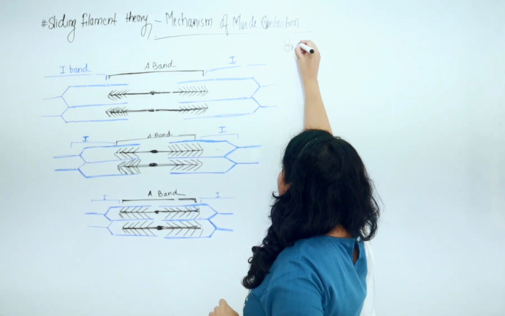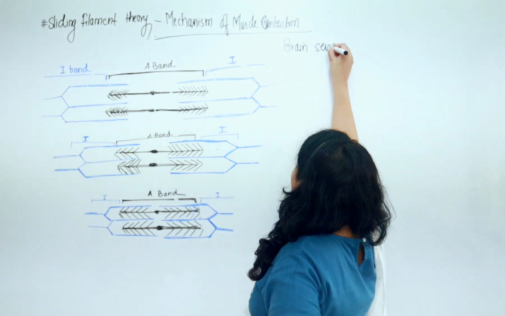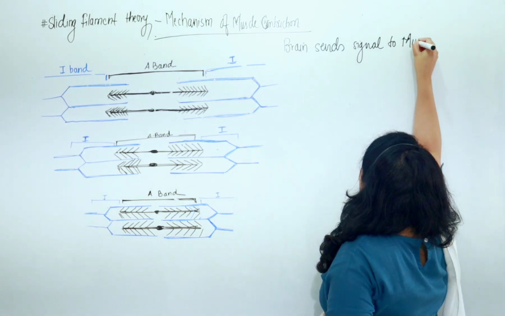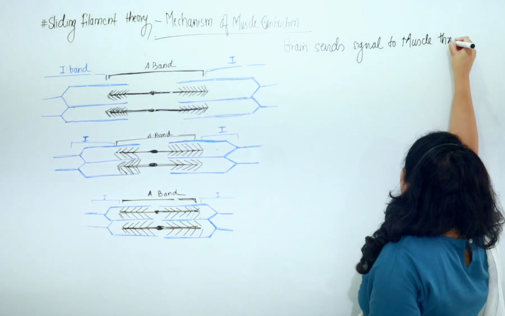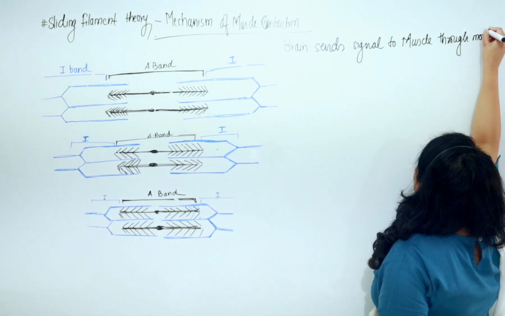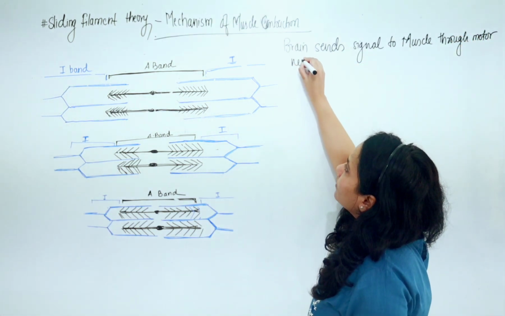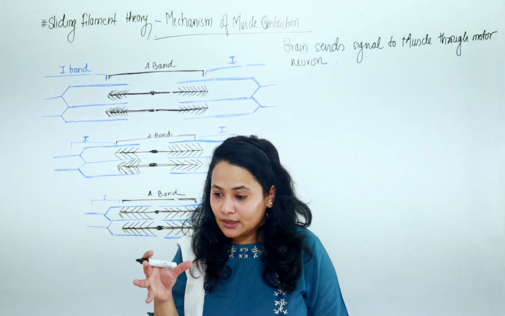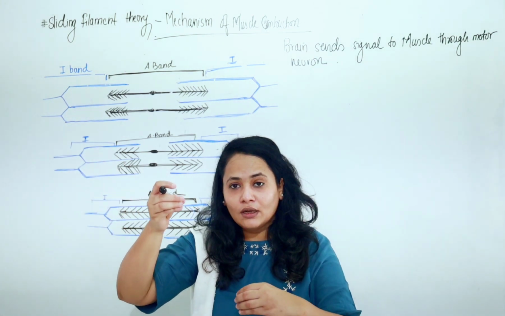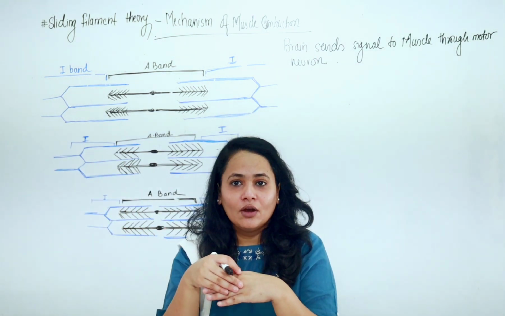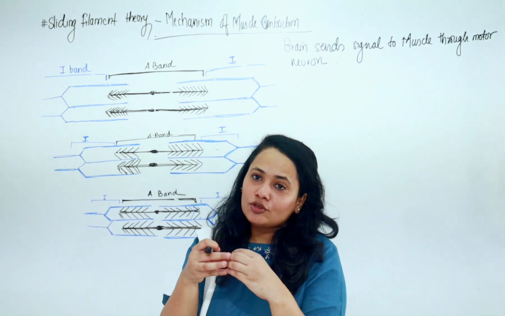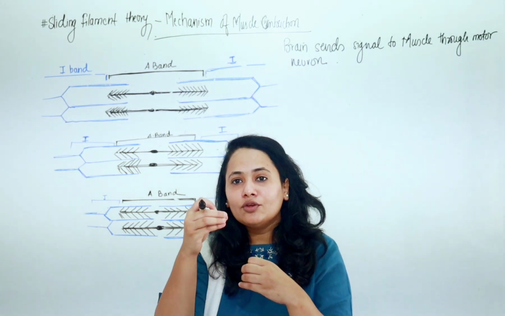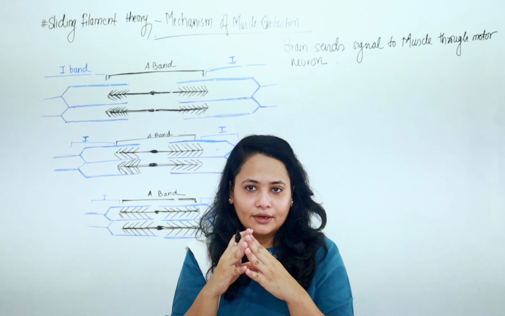So first, the brain sends a signal to the muscle through a motor neuron. The impulse reaches the muscle, and then the end of the neuron, which we call the synaptic knob, releases the neurotransmitter acetylcholine.